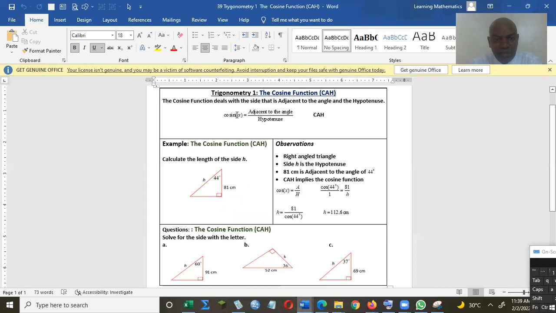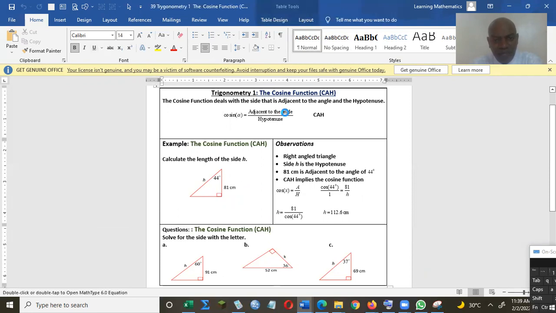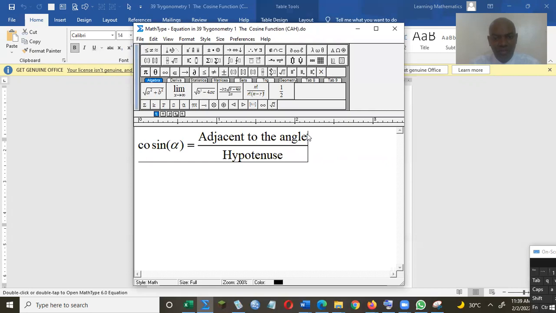The cosine of the angle alpha will be equal to the side adjacent to the angle alpha. Okay, always in reference to the angle alpha. So cosine is the side adjacent to the angle alpha divided by the hypotenuse.